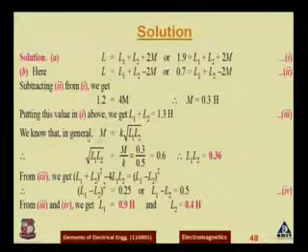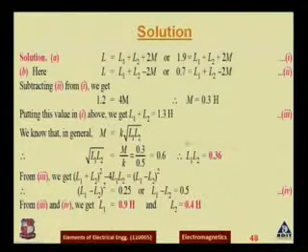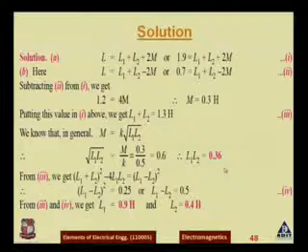Now we also know the coefficient of coupling, M is equal to K under root L1 into L2. It is actually K is equal to M over under root L1 into L2, but here we are taking M as the main. We know the value of M, so we will put this in the equation, and we will get the value L1 into L2 is equal to 0.36.